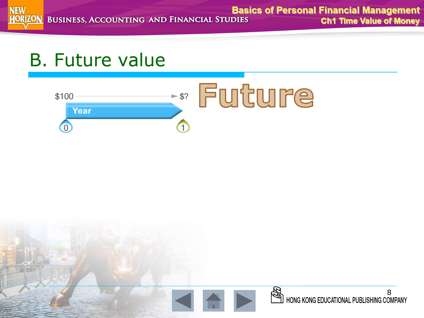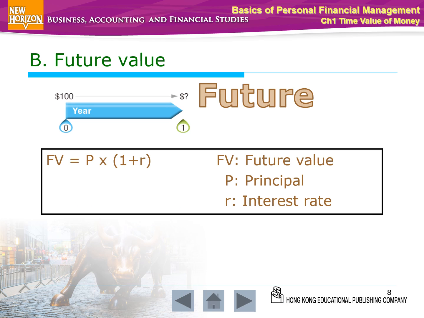Now, for future value, we're going to see this blue line. We call it timeline. 0 means at present. 1 stands for 1 year later. We are going to calculate the question mark. This is the future value of this $100 note.